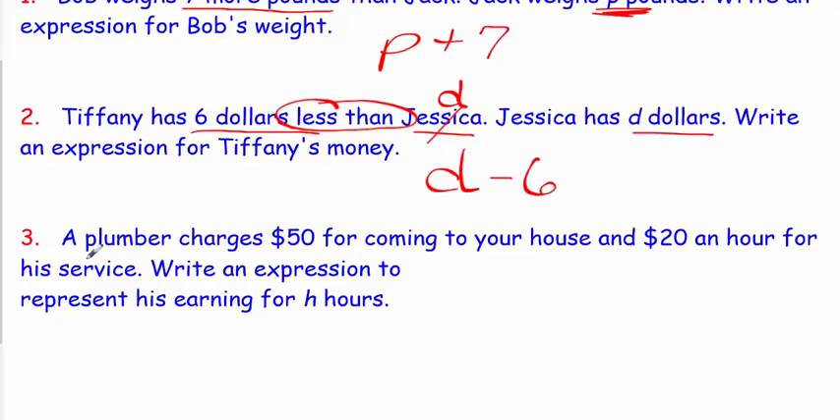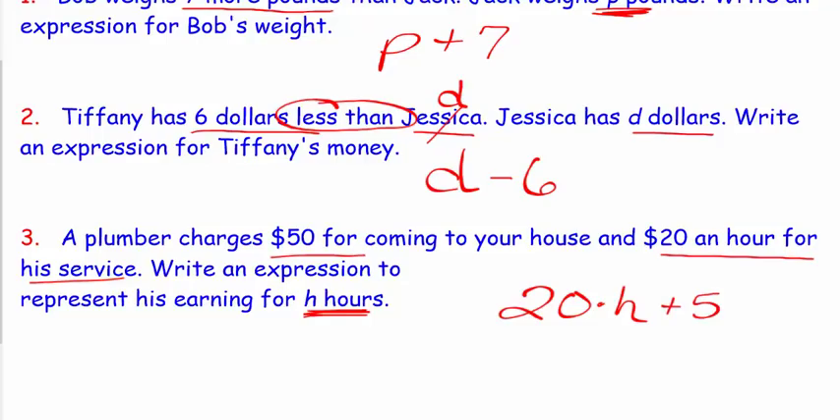All right, next one. A plumber charges $50 just for coming to your house, and then $20 an hour for his service. Write an expression to represent his earnings if I went for H hours. Again, I know he's charging $50, but I also know he's charging $20 an hour, but I don't know those hours. So I would need to say 20 times my hours. That's how much it's going to charge for that hourly rate. But then just that $50 just for coming out. You can put that plus 50 at the beginning or at the end, it doesn't matter.